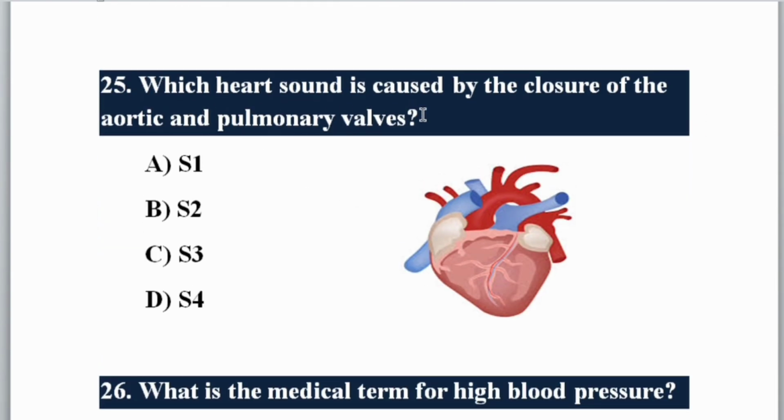Which heart sound is caused by the closure of aortic and pulmonary valves? Alpha S1, beta S2, Charlie S3, delta S4. So here the right option is beta, S2.